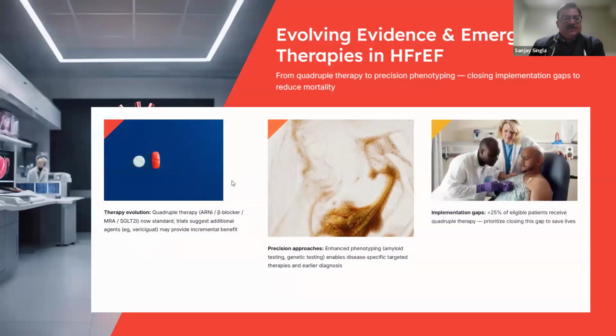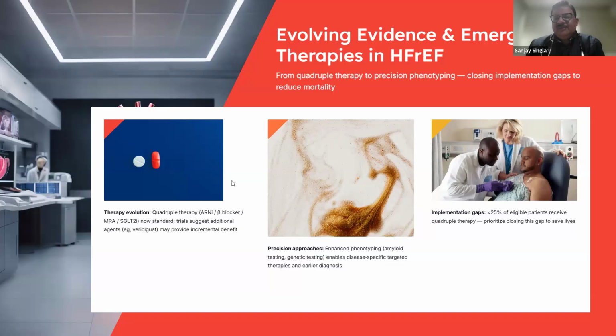These are simple cases. I think we should go for it. These are evolving evidence and emerging therapies. Therapy evolution is quadruple therapy. The GDMTs, ARNI, beta blocker, MRA, SGLT inhibitors, should be given in all patients. Now the trials suggest that additional agents like vericiguat may provide incremental benefit. Enhanced phenotyping enables disease-specific targeted therapies and early diagnosis. These are precision approaches which are under consideration till now.